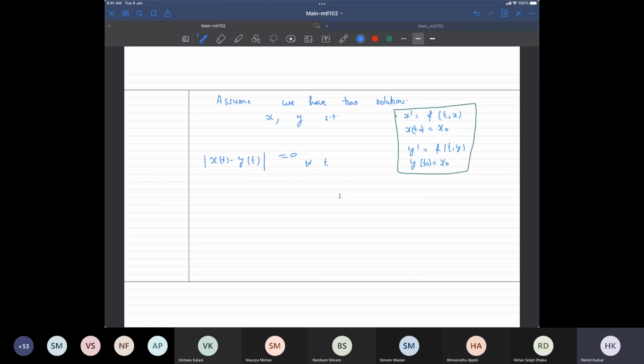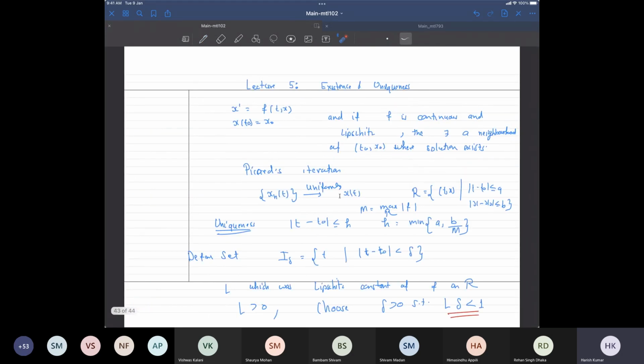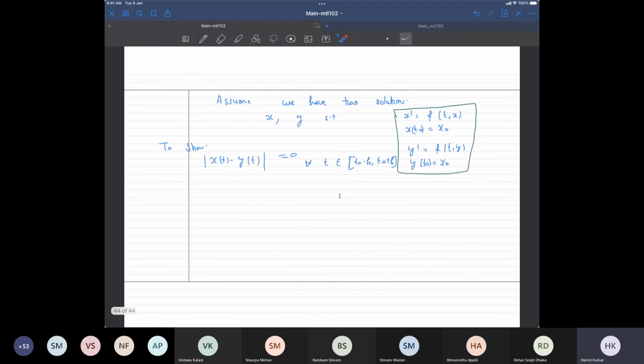Of course, in particular, we'll do it for all t in the set t naught minus h to t naught plus h. This is what we want to show. We have chosen a smaller delta, such that this I delta lies inside this set. That is of course reasonable.